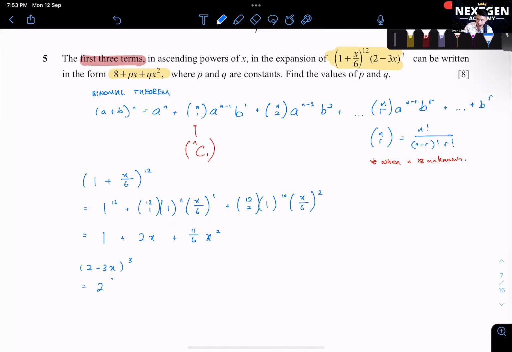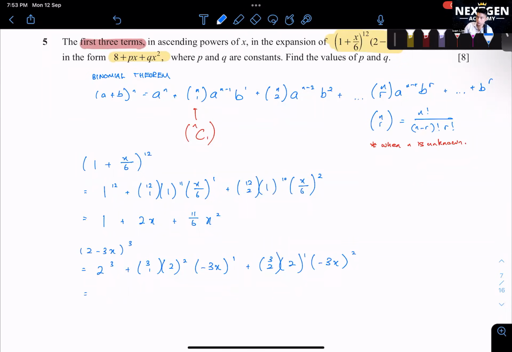Okay, this one will be 2 to the power of 3 plus 3c1, then your a value, then power 2 minus 3x to the power of 1 plus 3c2, 2 to the power of 1, negative 3x power 2. Type this in the calculator: 8 minus 36x plus 54x squared. Okay, this one, double, triple, quadruple check it over and over again, because one value wrong, the entire thing will be wrong. And these are 8-mark questions.